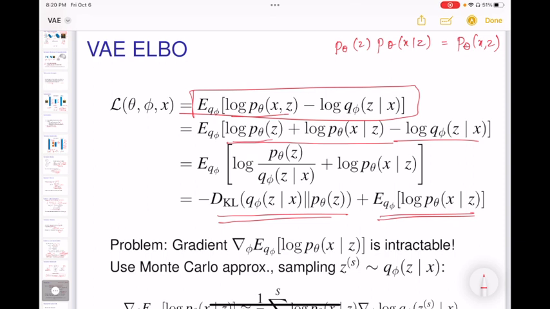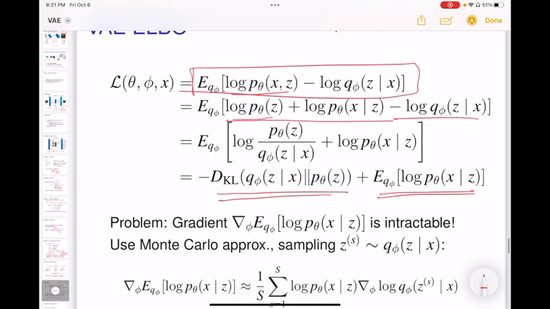The first one is the KL divergence between this distribution, which takes in the value x and gives us z, i.e. the encoder network, and the distribution of all z's. So the KL divergence between these two. And the second term is the expectation over q_phi of log p_theta(x given z), which is the decoder network, right?